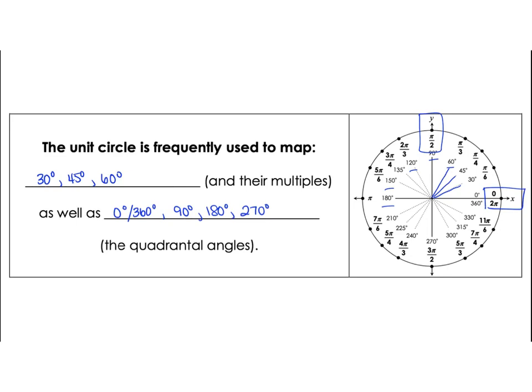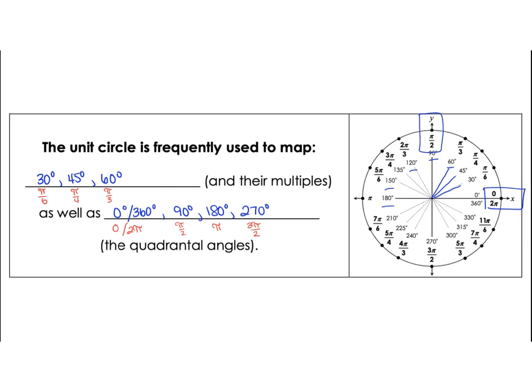So I'm also going to put in here, we've got to know these in terms of radians as well. So 30 degrees is pi over 6, 45 degrees is pi over 4, 60 degrees is pi over 3. Here we've got 0 and 2 pi. Here we've got pi over 2. 180 degrees is just pi. 270 is 3 pi over 2. So we want to make sure we know those in terms of degrees and radians.